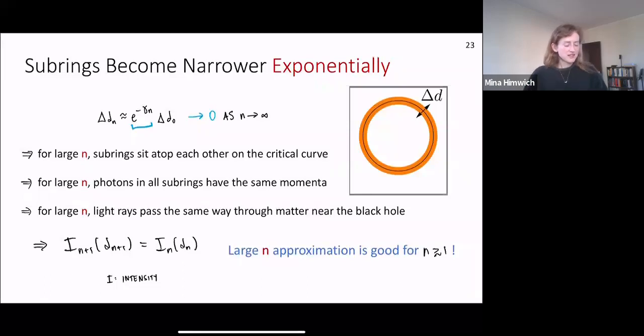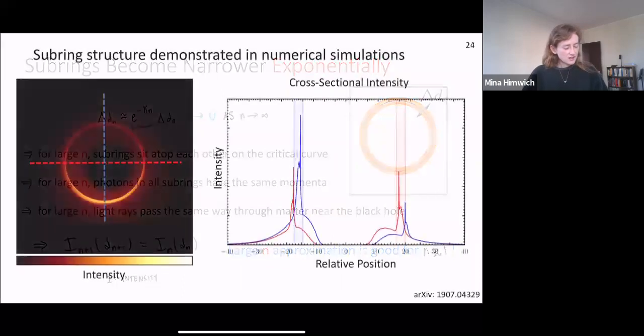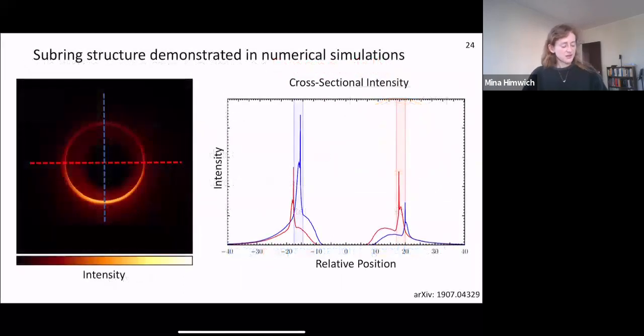And because this gamma only depends on mass and spin, if we can measure it, then this could give a precise way of measuring the mass and spin of the black hole. So just to emphasize that this subring structure is a feature of GR, and it's also been seen in high resolution simulations. So we're hoping that we can see it in data soon.